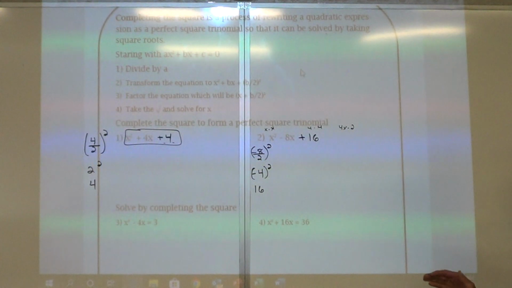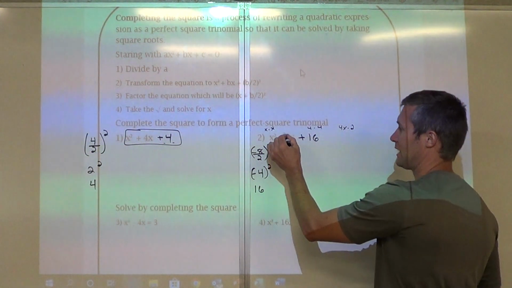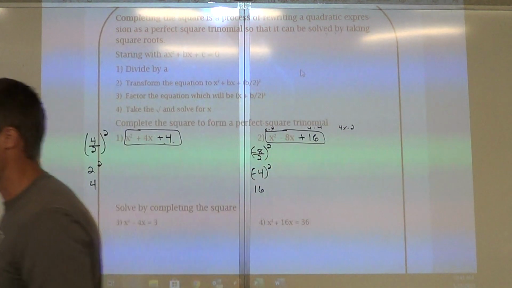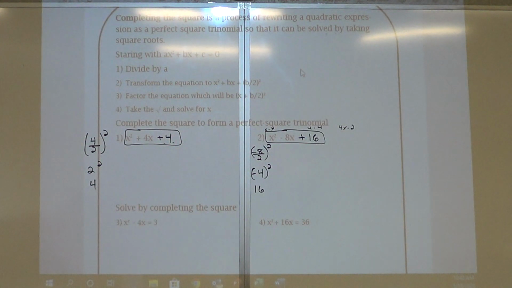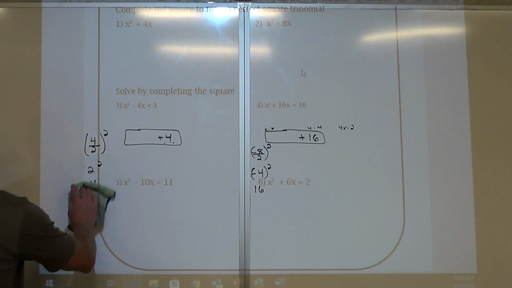Now, we're going to go ahead and solve by completing the square. So this first part, we just completed the square. Again, this is my answer if I just want to complete it. Now we're going to solve by completing the square. So we're going to complete the square, and then we're going to solve by taking the square root, what we did in our previous lesson.